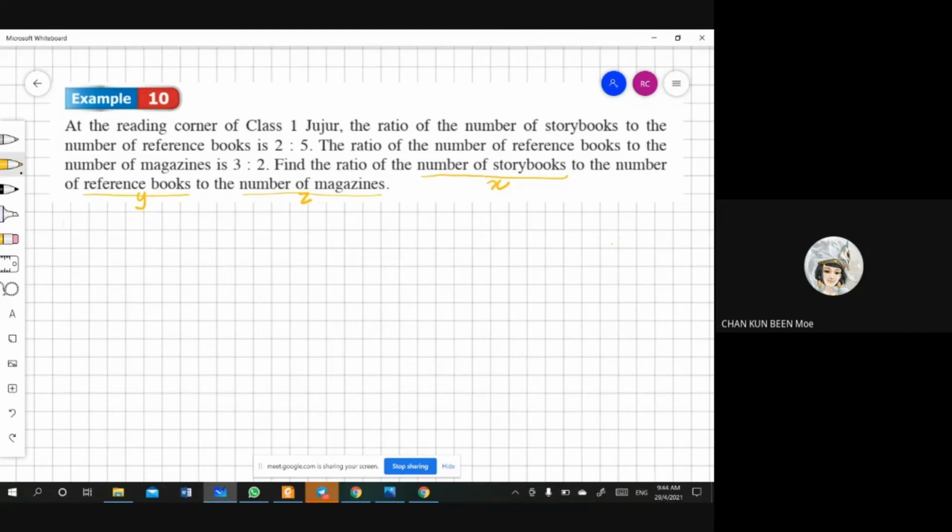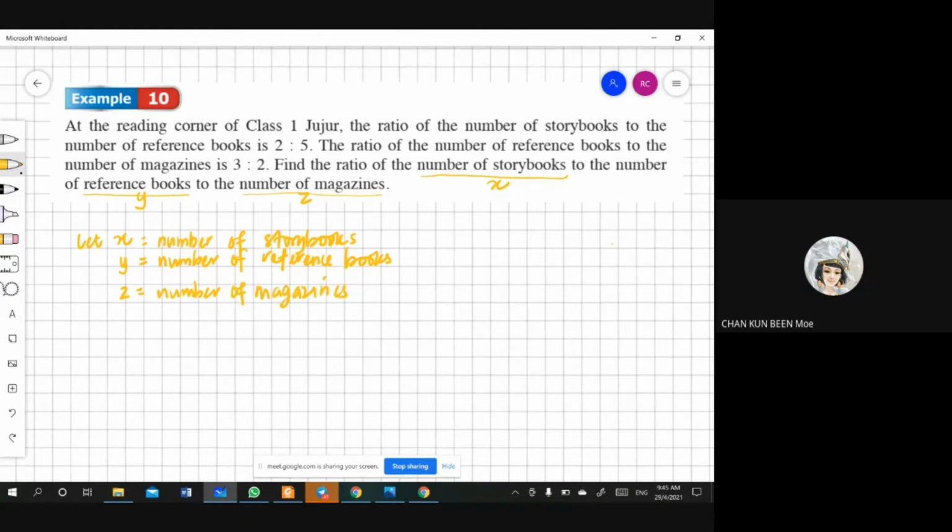Okay. So I write down first. Let X. X equal to what? So you can refer to this, X equal to the number of storybooks. You need to write down this number of storybooks. And then we continue with Y. Y equal to number of reference. Yes. What about Z? What is Z? Number of magazines. Yes, very good. I write down here. Z equal to number of magazines.